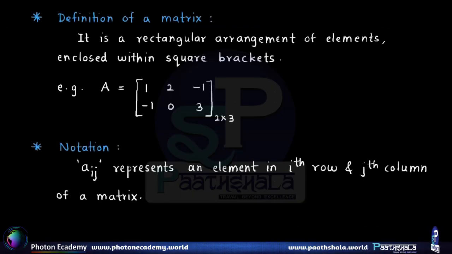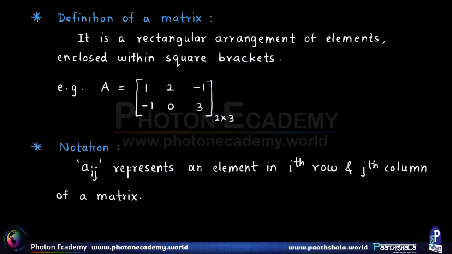Now here we start the topic of matrices. Firstly, let us see the definition of a matrix. It is a rectangular arrangement of elements enclosed within square brackets. So as shown here, an example of a matrix, typically the matrices are denoted by capital letters. So here let A be the matrix as shown here.